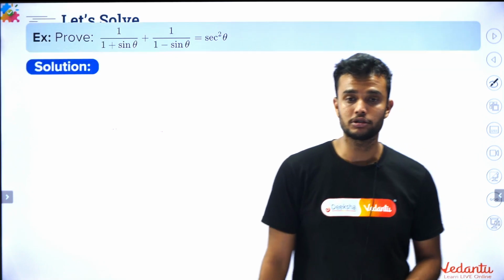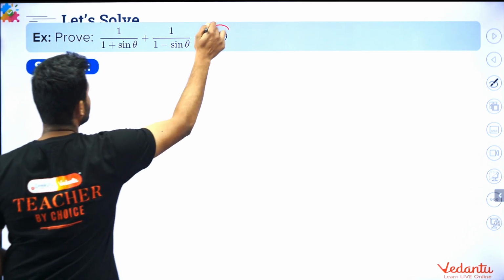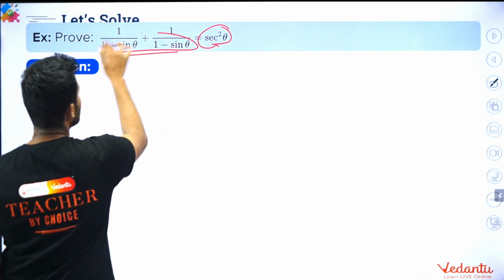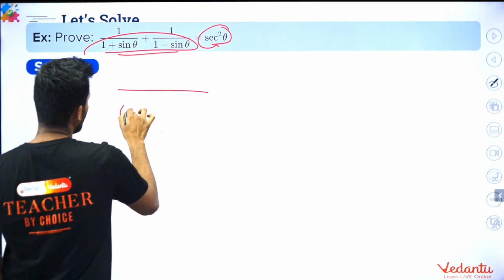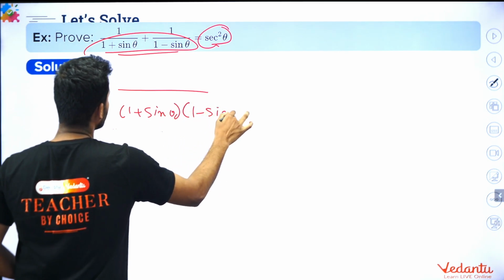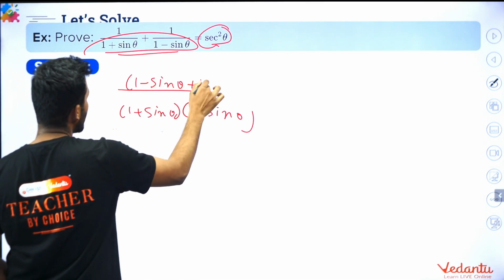Next question. Oh, sorry. We have in this 1 plus sin. We need to prove that this is secant square theta. 1 plus sin, yeah, 1 by, take this as an LCM. Okay. 1 over 1 plus sin theta plus 1 over 1 minus sin theta, that is equal to 1 minus sin theta plus 1 plus sin theta.